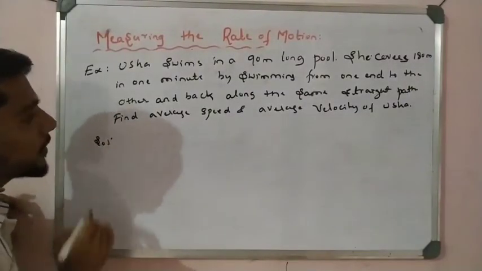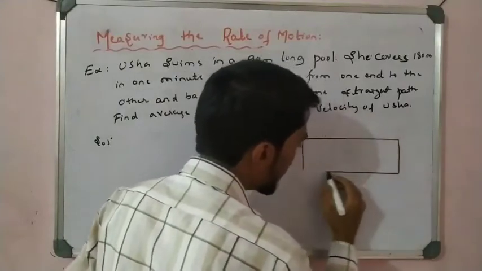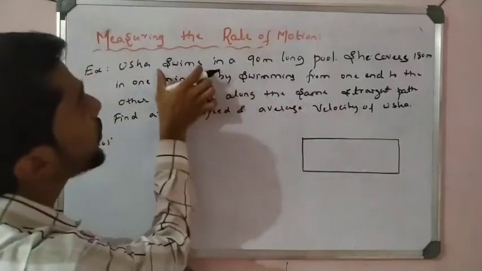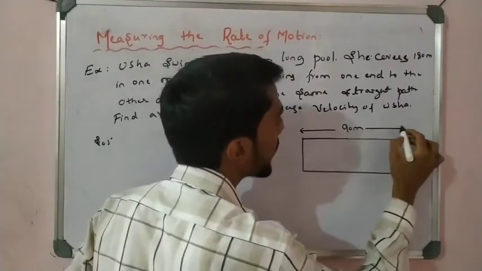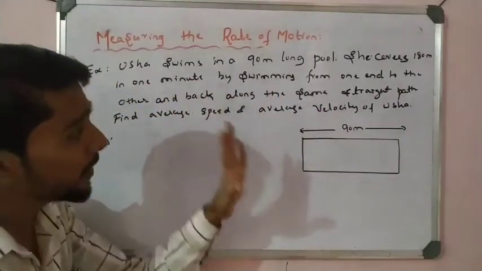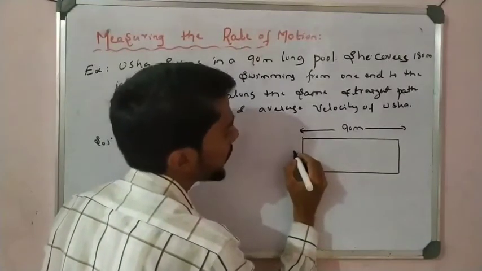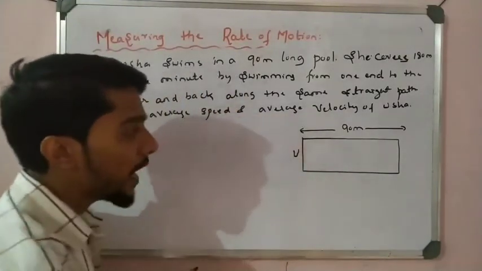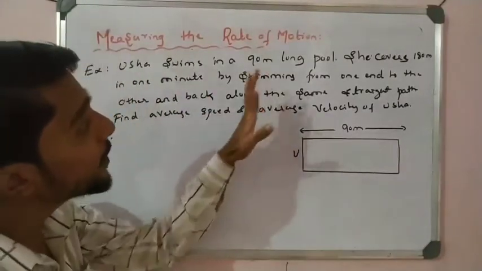See here, a swimming pool is there, and the length of the swimming pool is given. How long is it? It is 90 meter long. And Usha starts to swim. Usha stands from here and starts to travel. How much? 180. 180 means how much?